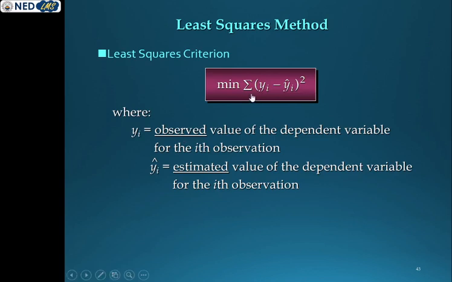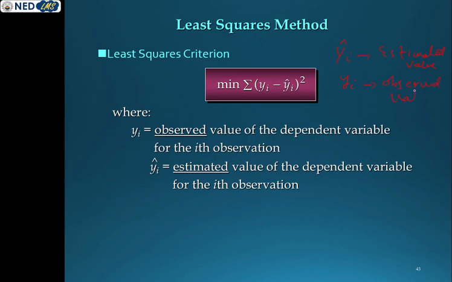Students, the least squares criterion is that we minimize the summation of yi minus y cap, whole squared. What is y cap? Y cap is the estimated value, and only yi is the observed value.